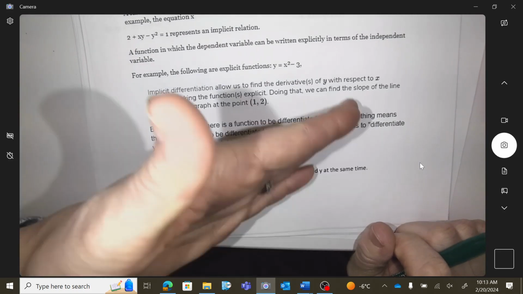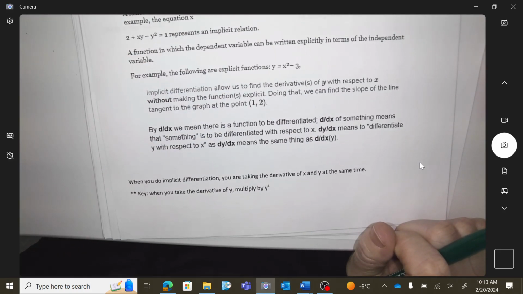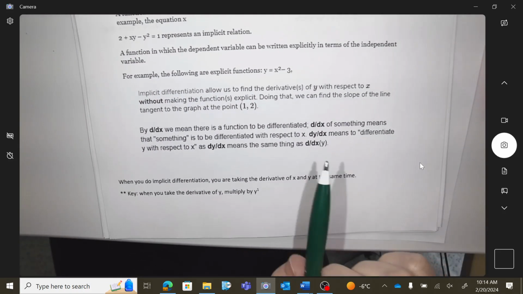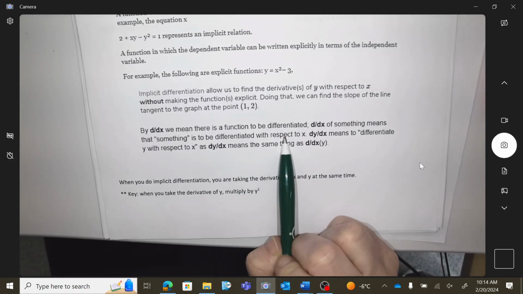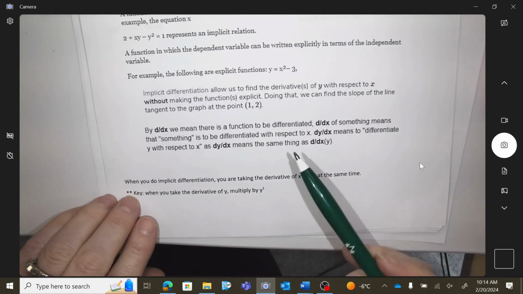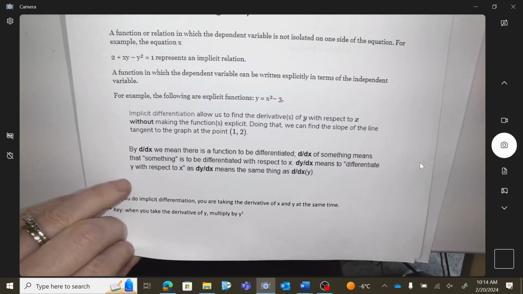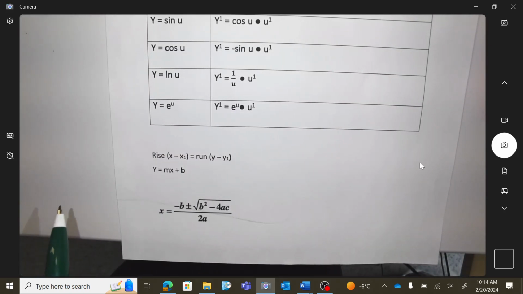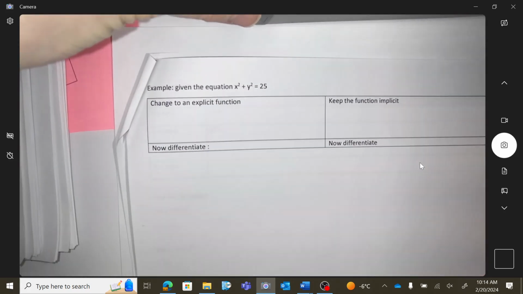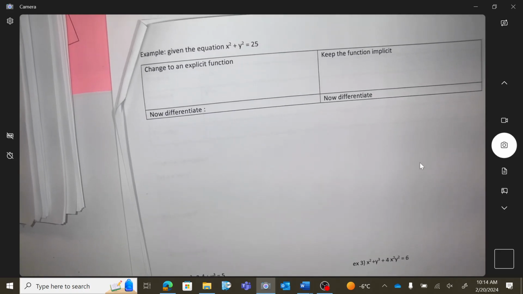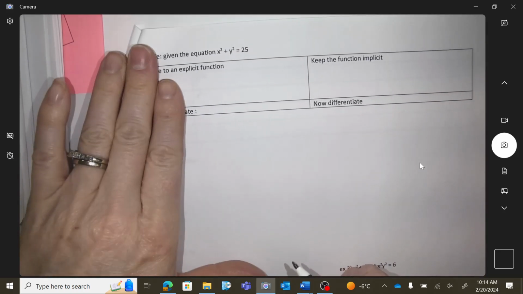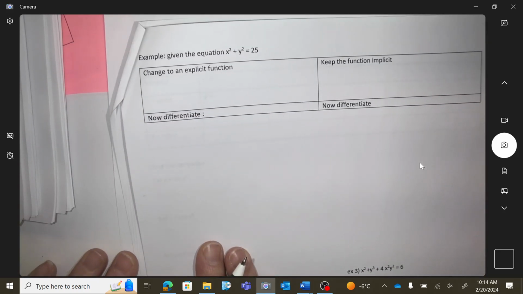So that's the gist of a bunch of these notes that I wrote there. So you can see me doing dy over dx. Okay? So that's all that stuff there. Okay, here we go.